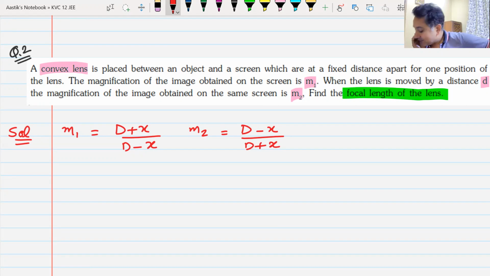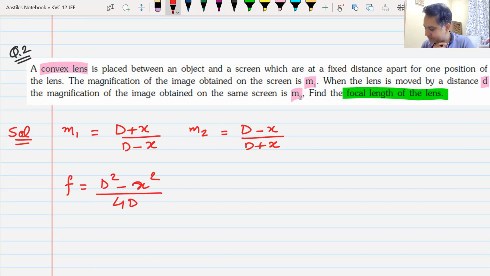Now here the problem is that M1 is known in terms of D and X. M2 is also known in terms of D and X. But I have to find the focal length. Focal length does not picture anywhere. But I know one more thing: what was the formula of focal length? F equals (D square minus X square) divided by 4D. You all understand this?